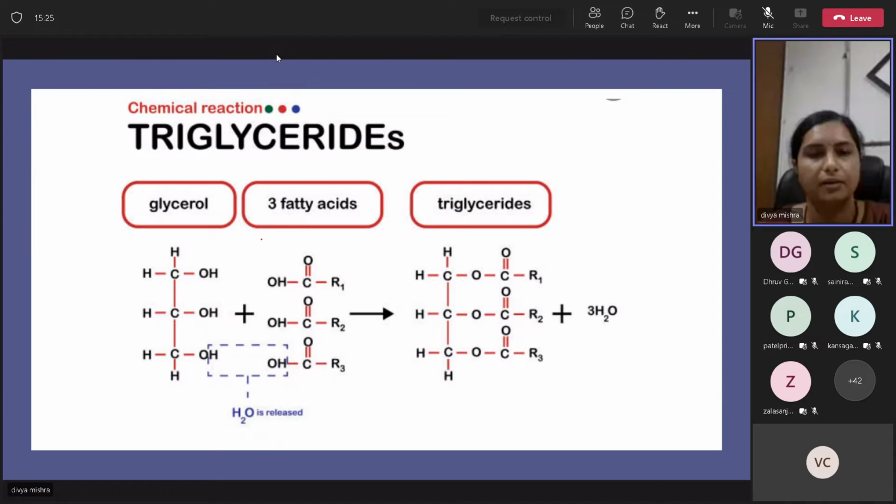इसको आप इस तरीके से भी प्रेजेंट कर सकते हो, ये ज्यादा क्लियर है. ये आपका ग्लिसरॉल है, दिस इज योर 3 फैटी एसिड R1 R2 R3 आर योर अल्काइल चेन. यहाँ से हम एक एक H ले रहे हैं और यहाँ से OH. So it will release H2O. So we will get here 3H2O and triglyceride.